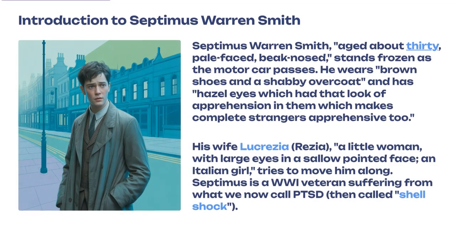And then moving on, now we focus on Septimus in more detail. The novel describes him as a thin, pale man who looks frightened and tired. He's about 30 and has the look of someone who expects danger. So the double quotes are taken directly from the novel. Make note of how his appearance is. He is wearing brown shoes and a shabby overcoat.